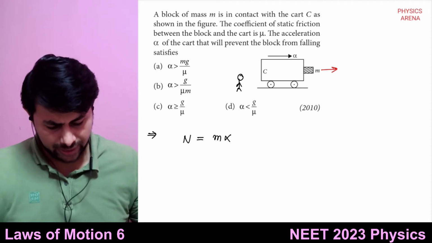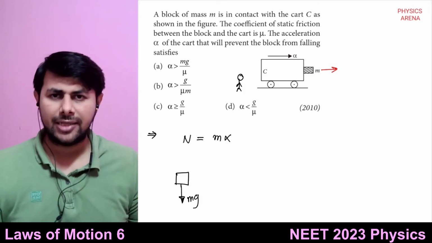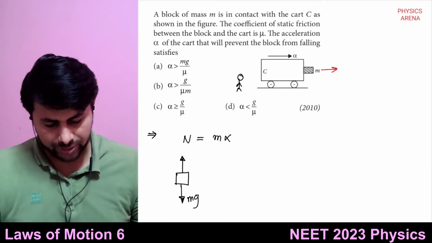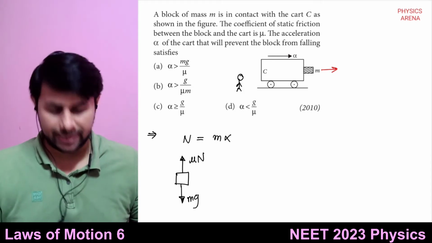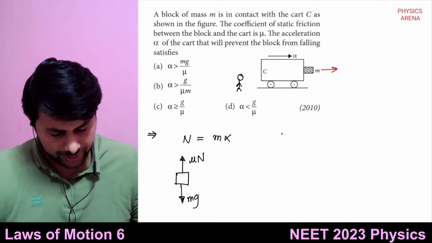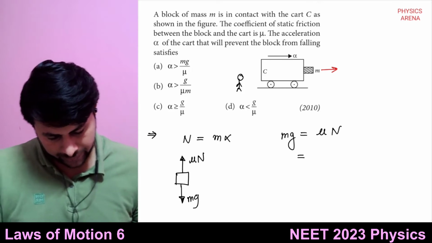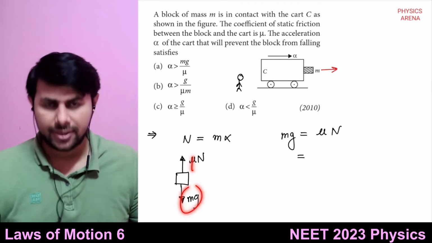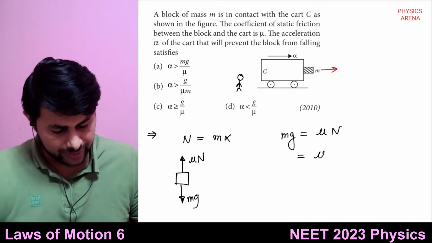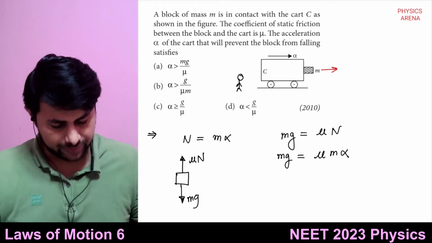And if the mass doesn't fall, that means the weight is balanced by the frictional force. So the frictional force is upwards. How much will be the frictional force? Mu times the normal reaction. So if it doesn't fall, mg is equal to mu times the normal reaction. Weight is balanced by the frictional force. And how much is the normal reaction? It is m times alpha. So put that: mu multiplied by m times alpha is equal to mg.